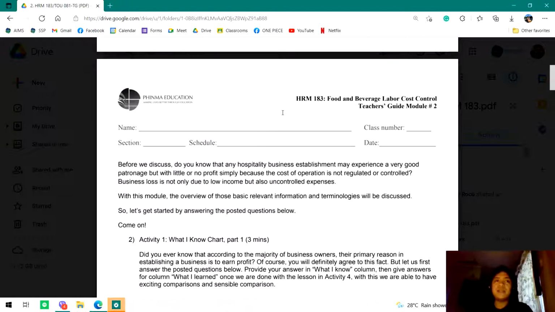So, hindi mo pwede sabihin na porket nag-wholesale ka ng mga laruan na puro tig 50 pesos, ibebenta mo ng 25, 25 ang kikitain mo. No. It's not as simple as that. I wish it was simple as that, no? But no, it's not as simple as that. So, yun yung pag-uusapan natin dito sa subject na ito, sa food and beverage labor cost control.